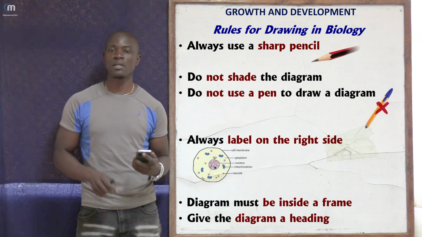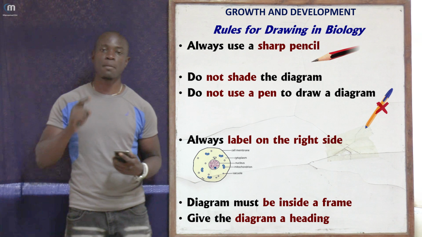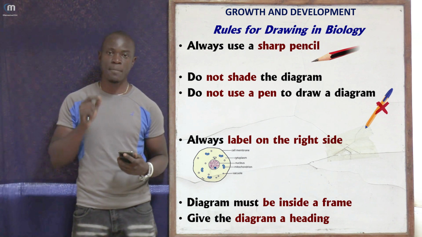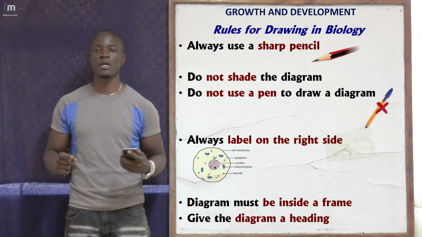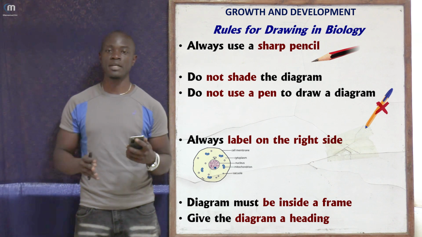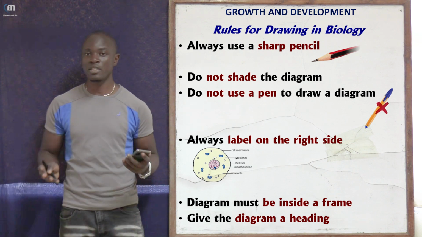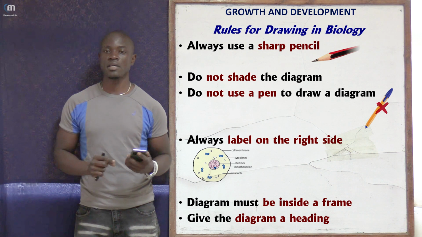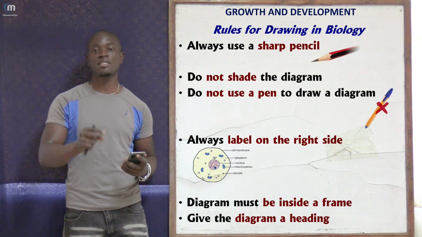So for the rules of drawing, remember, you must use a pencil. Because if you have used a biro pen and they detect that you have used a biro pen, even they don't check your labeling. They just cancel everything and everything is wrong. So the first thing they check is, have you used a pencil? So that is the first rule.